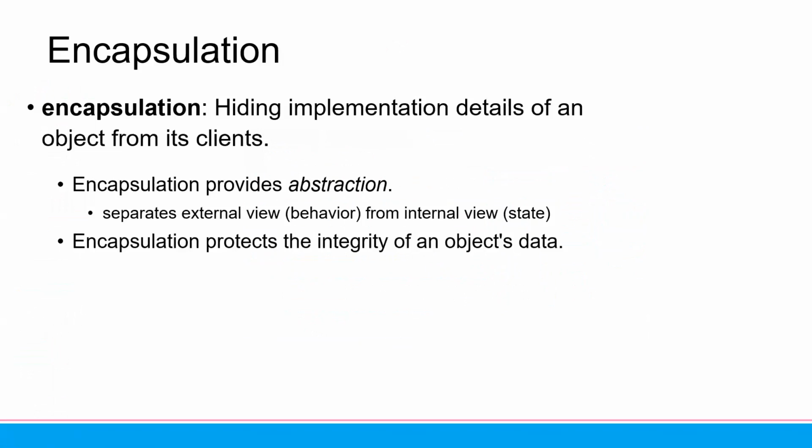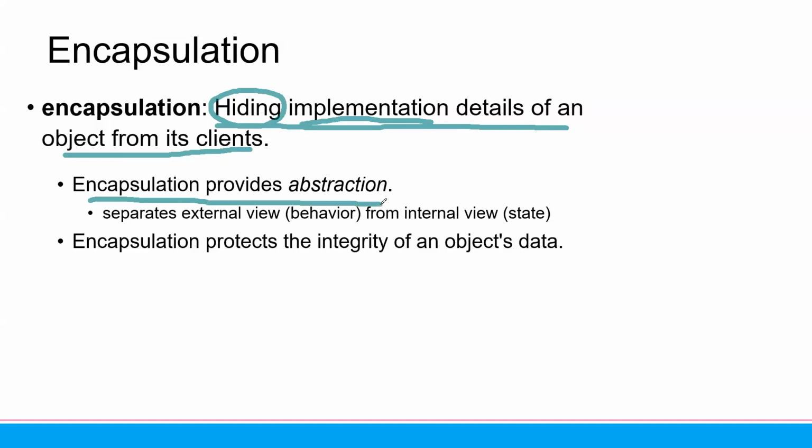In object-oriented programming, there is a concept about encapsulation. The encapsulation means hiding the implementation details of an object from its client. So we do not want to show all the implementation details. We just want to show partly of our code. So encapsulation provides abstraction. It separates the external view, the behavior, from the internal view, the state. And the encapsulation protects the integrity of an object's data.